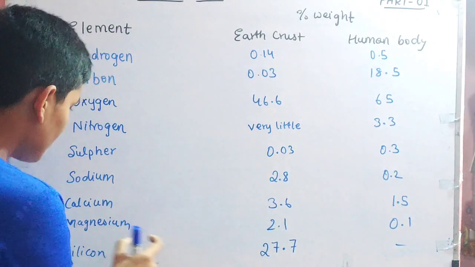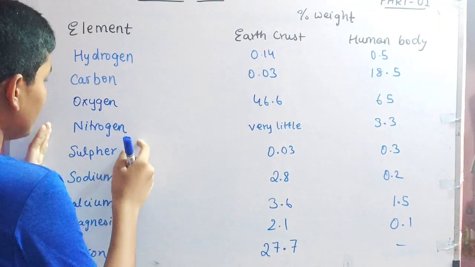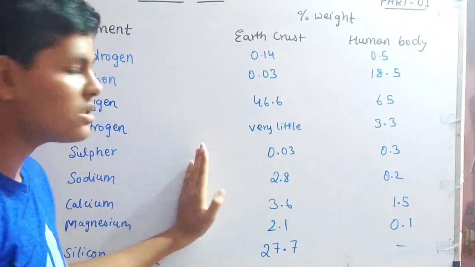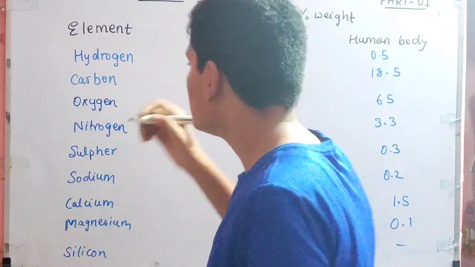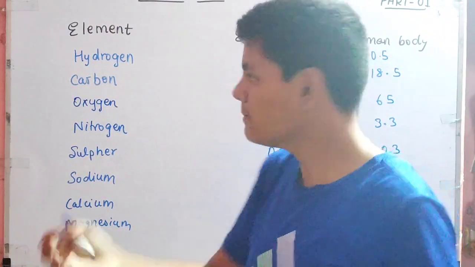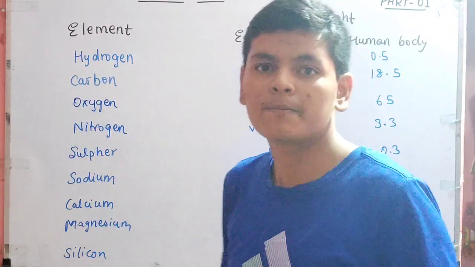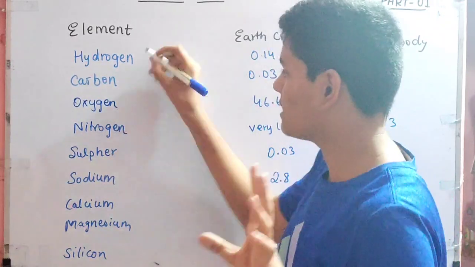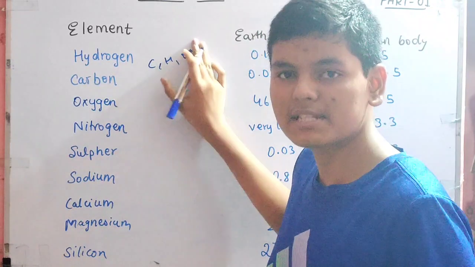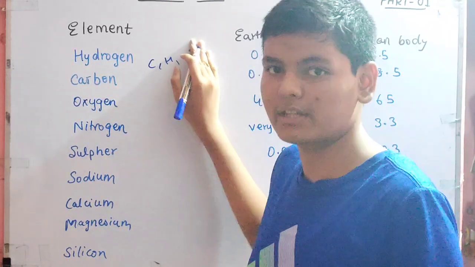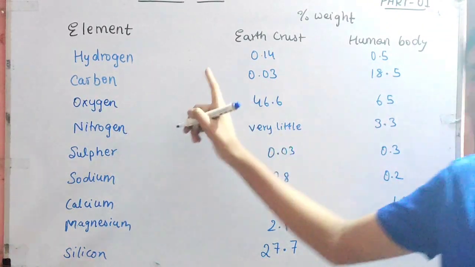So now we see that silicon, magnesium, calcium, sodium, sulfur, nitrogen, methyl sulfur, these all are the inorganic compounds, and hydrogen, carbon, oxygen, nitrogen, these are the organic compounds. Organic means carbon containing. These are the substances, C, H, O and N, which are present in good amount in the human body, that is, maximum amount in human bodies.